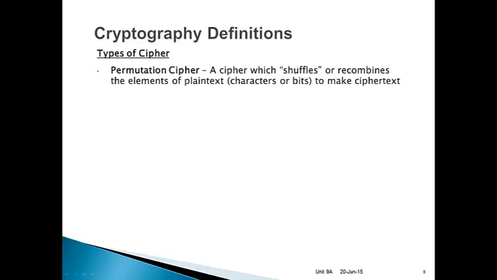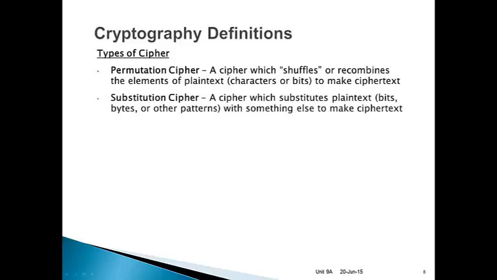Types of ciphers include a permutation cipher. This is a cipher that shuffles or recombines the elements of plain text. These elements are encoded symbols. They can be characters or they can be bits. In most computer systems, the elements of plain text are bits. But oftentimes, if you're doing crypto systems by hand on a piece of paper, you can make the elements characters. But for any real crypto system in any real computer, it's a bit that you're shuffling. So what you're doing is rearranging stuff in the plain text in a certain manner such that the ciphertext is indecipherable to somebody who doesn't know how you did it.